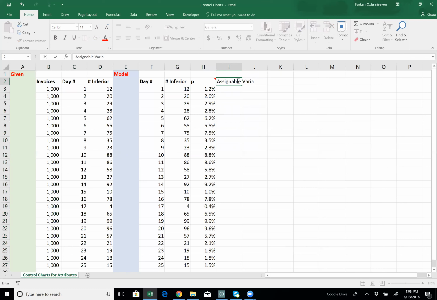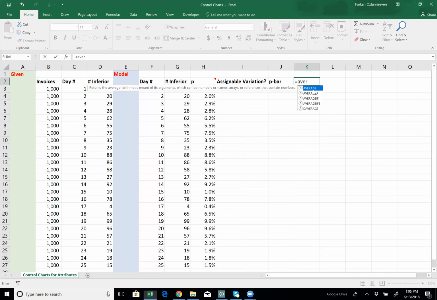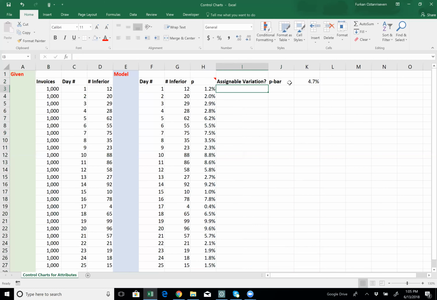Again, assignable variation is variation that I can assign to a certain reason or group of reasons. So I'm wondering, is this assignable or is it natural variation? To be able to do that, I need to make certain calculations. First, I need to calculate my p-bar, which is average p. In this case, I will take the average of my p values. This is my p-bar, and I need to define my z-score.